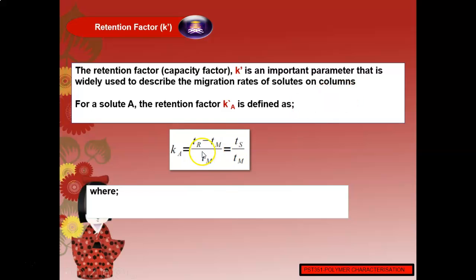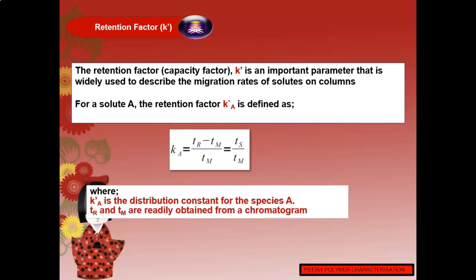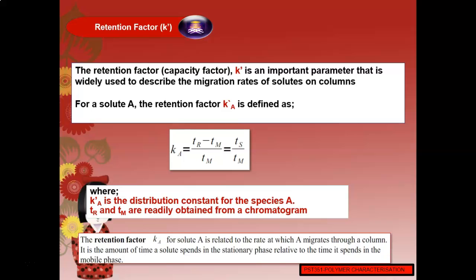But basically in the question, they will not give the ts value. So you need to see what type of value is given in the question, whether tr or ts. k prime A is the distribution constant for species A. tr and tm are readily obtained from a chromatogram. The retention factor for a solute is related to the rate at which A migrates through a column. It is the amount of time a solute spends in the stationary phase relative to the time it spends in the mobile phase.